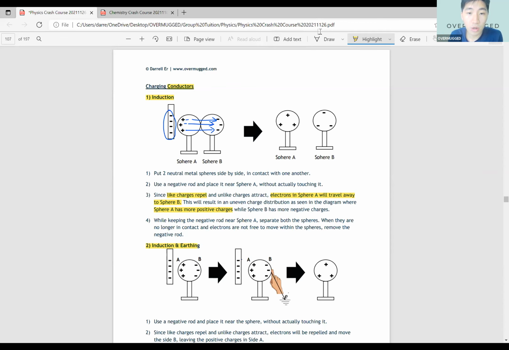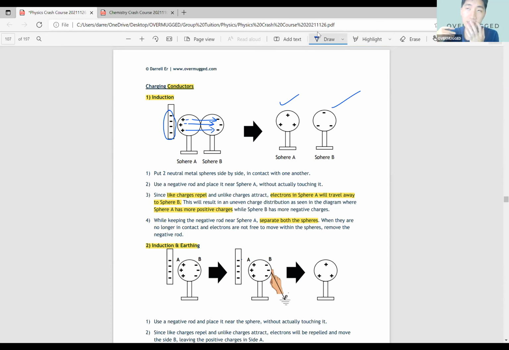So you would separate both the spheres. Now the charges can no longer move, right? Because they need to be in contact before the electric charges can move across. Now they are separate. I remove my rod. Sphere A is permanently positively charged and sphere B is permanently negatively charged. That's all. You'll get how it works?